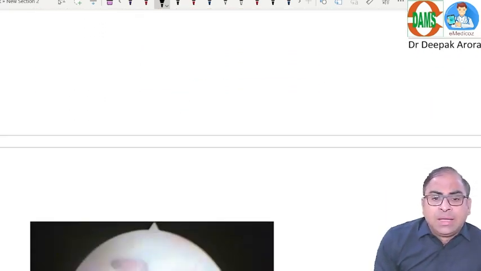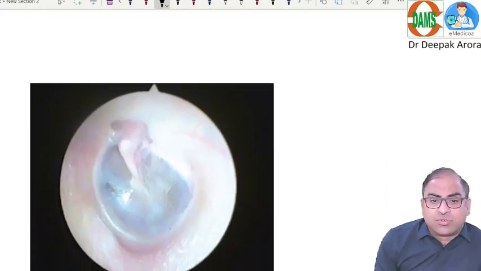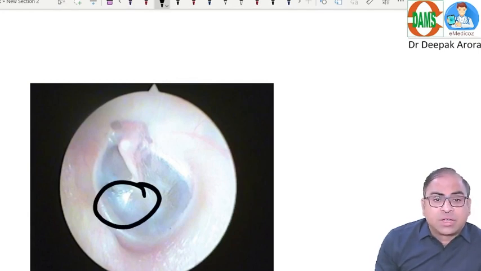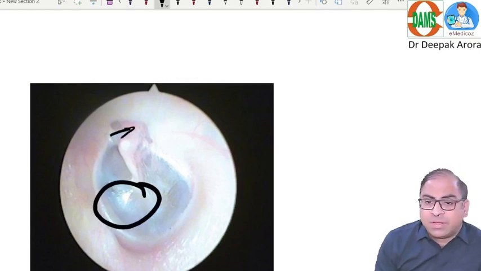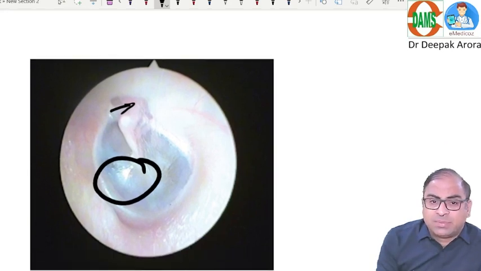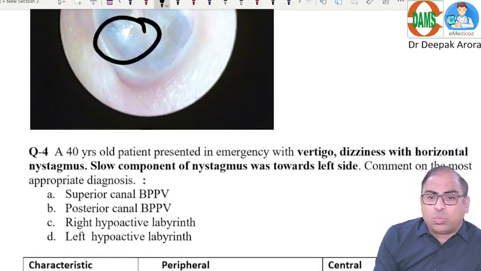Clear? Coming to this, again I'm showing you the cone of light is there, there is some retraction in the pars flaccida, there is some depression on the pars flaccida where I can appreciate the malleus, so it will be grade 1. Okay.